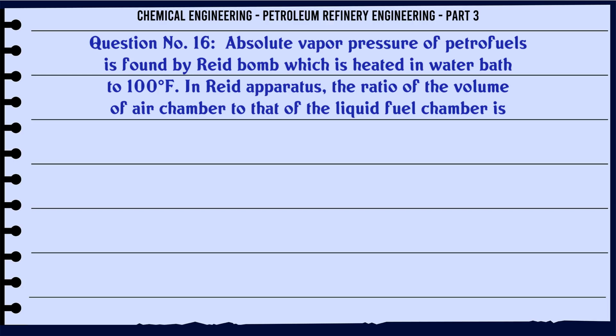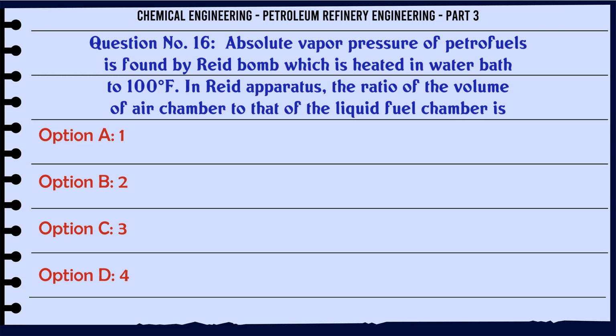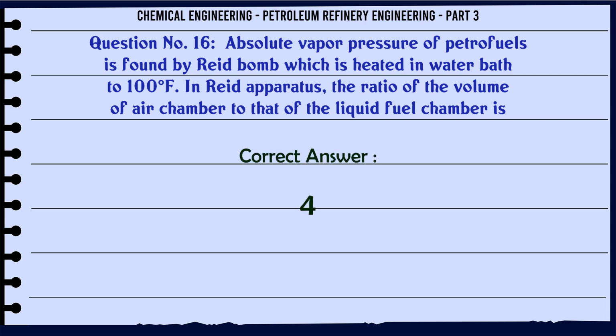Absolute vapor pressure of petrofuels is found by Reid bomb, which is heated in water bath to 100 degrees Fahrenheit. In Reid apparatus, the ratio of the volume of air chamber to that of the liquid fuel chamber is A. 1, B. 2, C. 3, D. 4. The correct answer is 4.